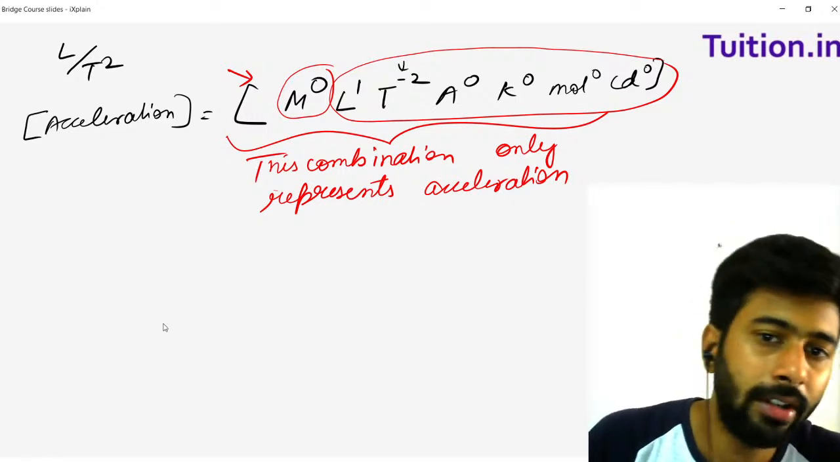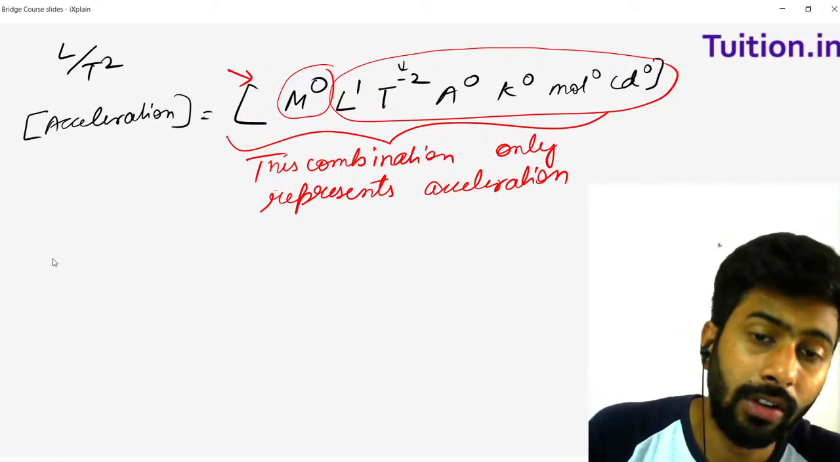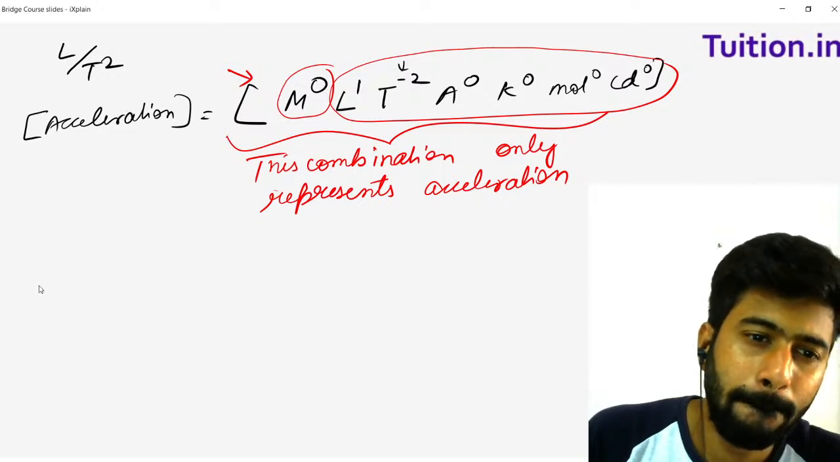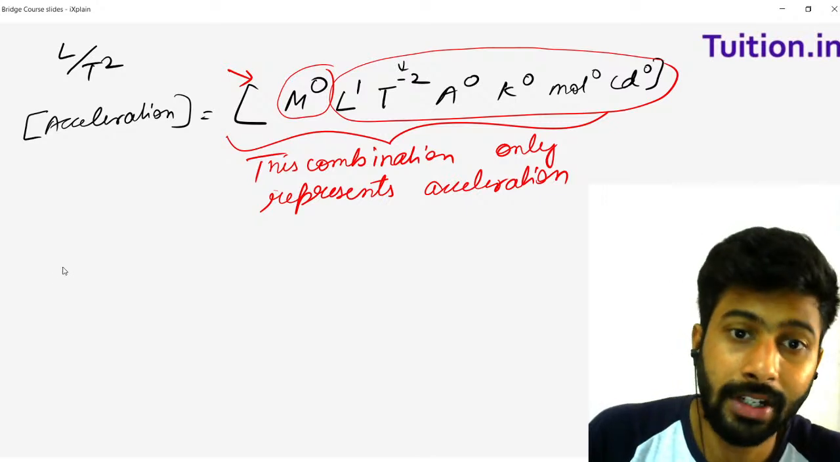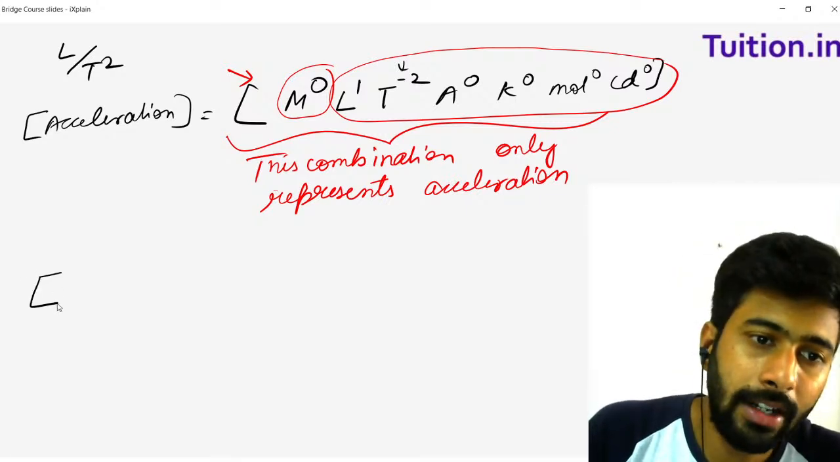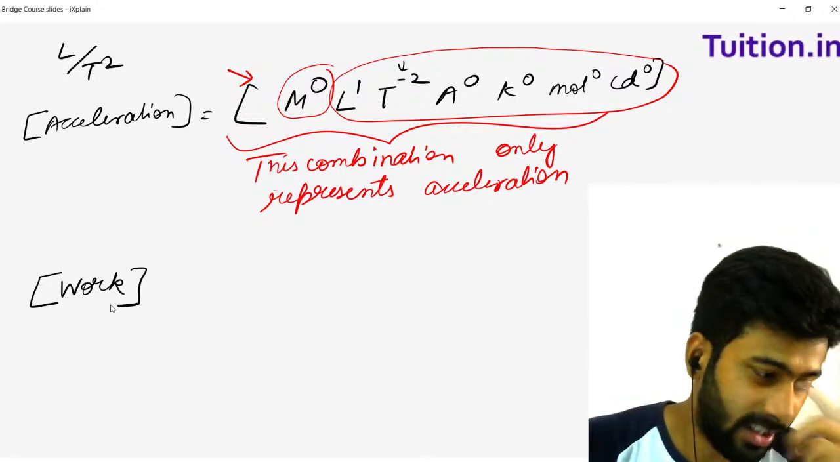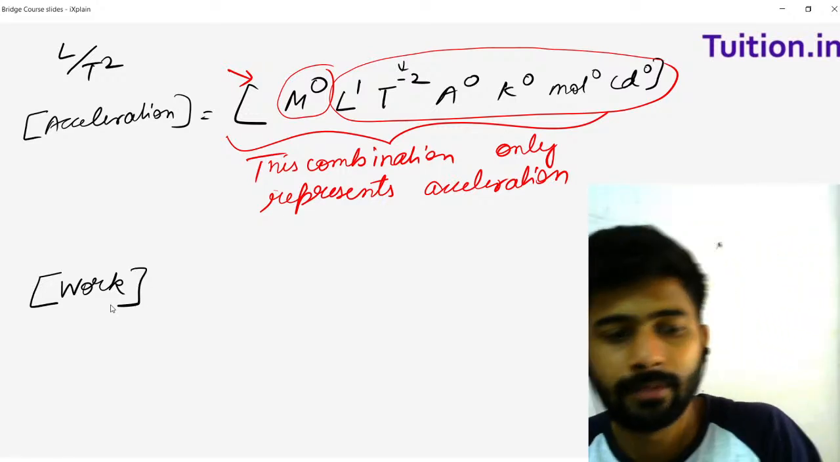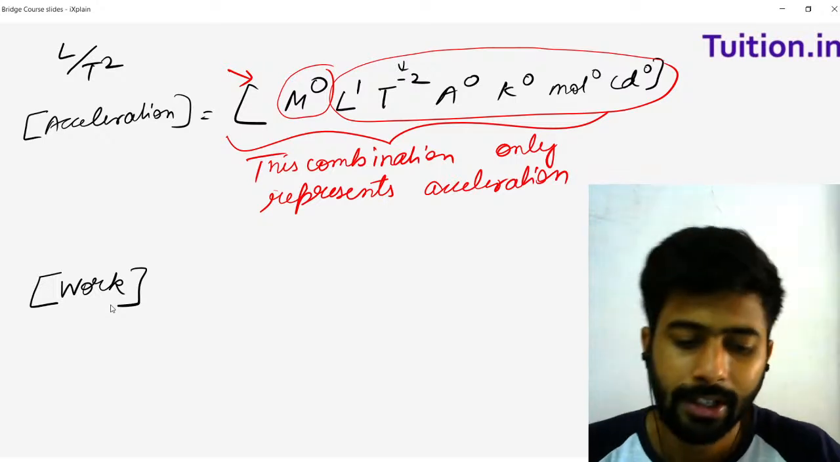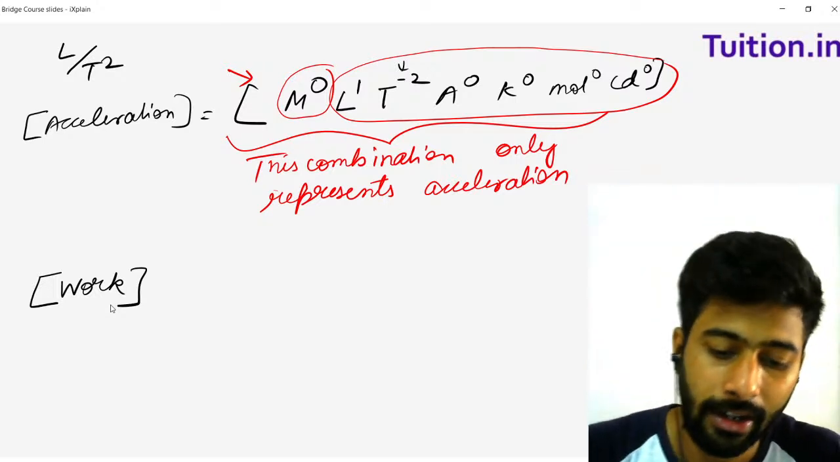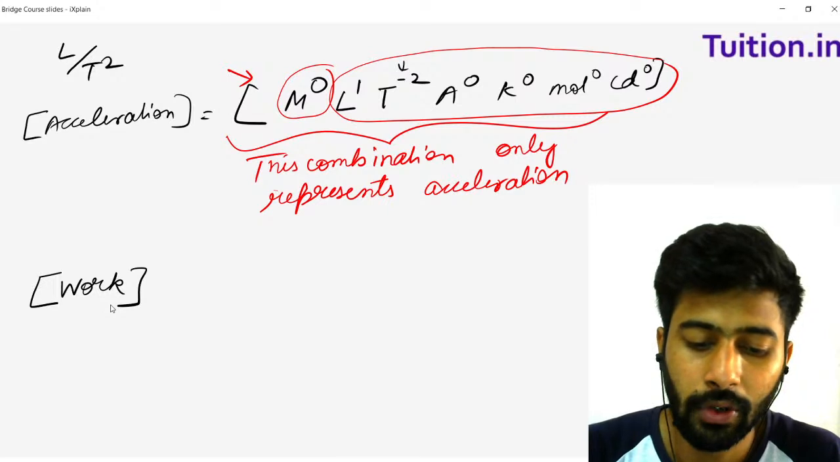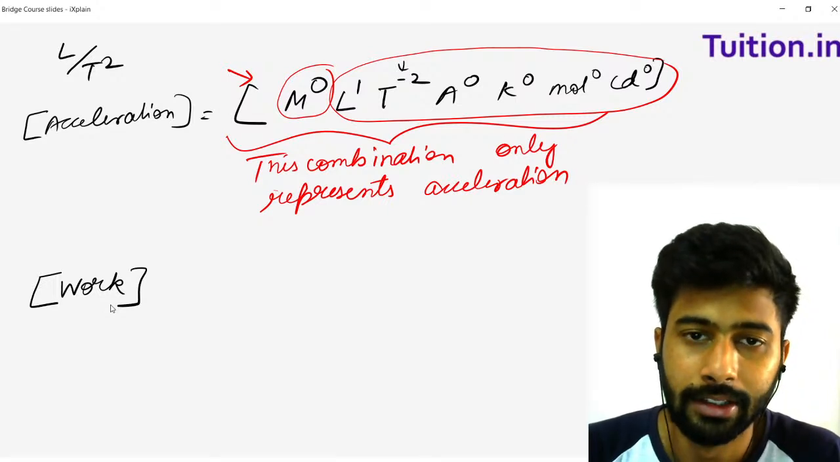Fine. Give me the dimension of work. You would have studied work. Yeah, give me the dimension of work, if somebody knows. Speed is very simple, Kishore. Speed is very simple after having looked at a lot of other examples.